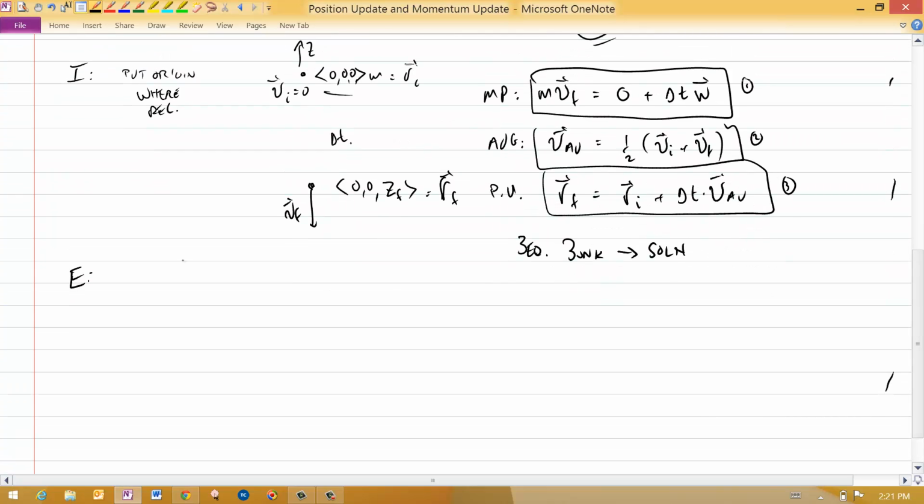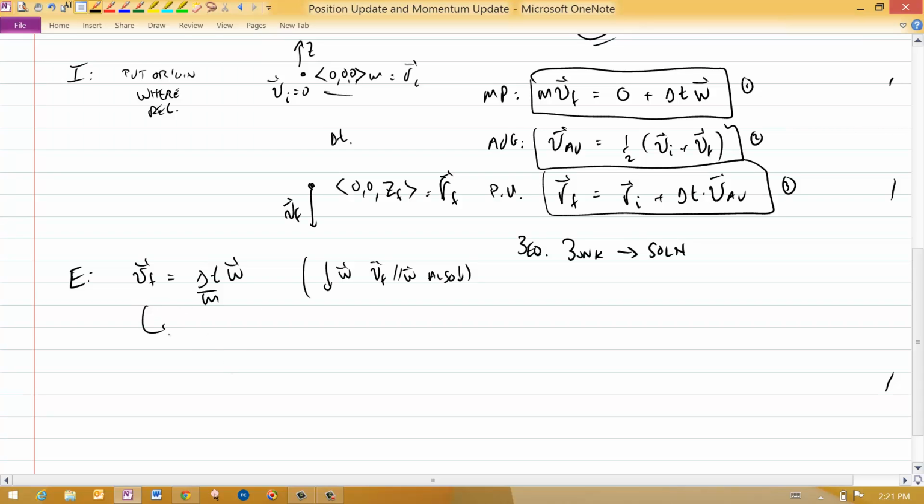So equation number 1 tells me V final is equal to delta t times the weight divided by m. V final is a scalar multiple of the weight. Let's just check that the weight is a vector that points downwards. So V final is going to be parallel to the weight and will also be downwards. So there's a correct sign in that equation.